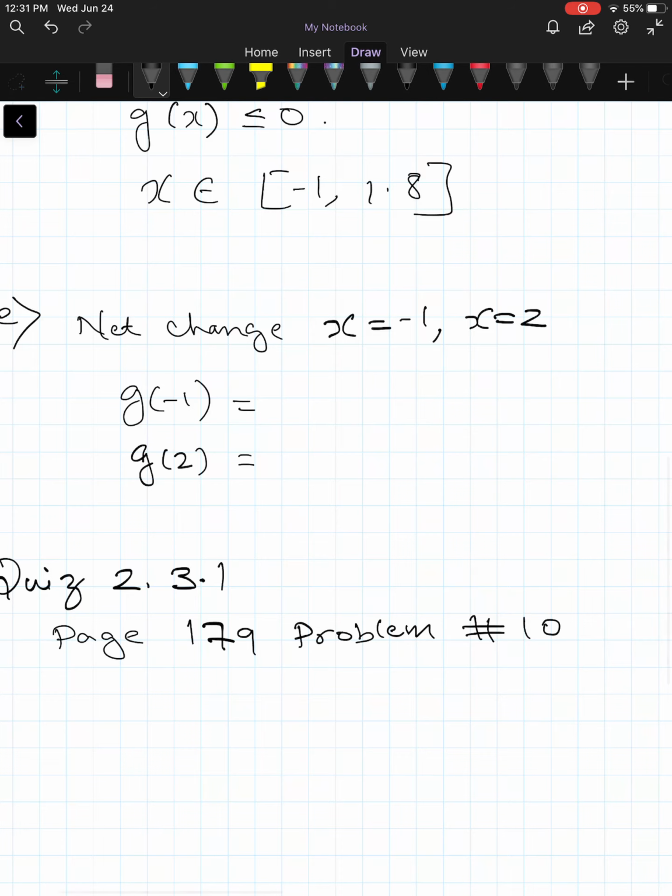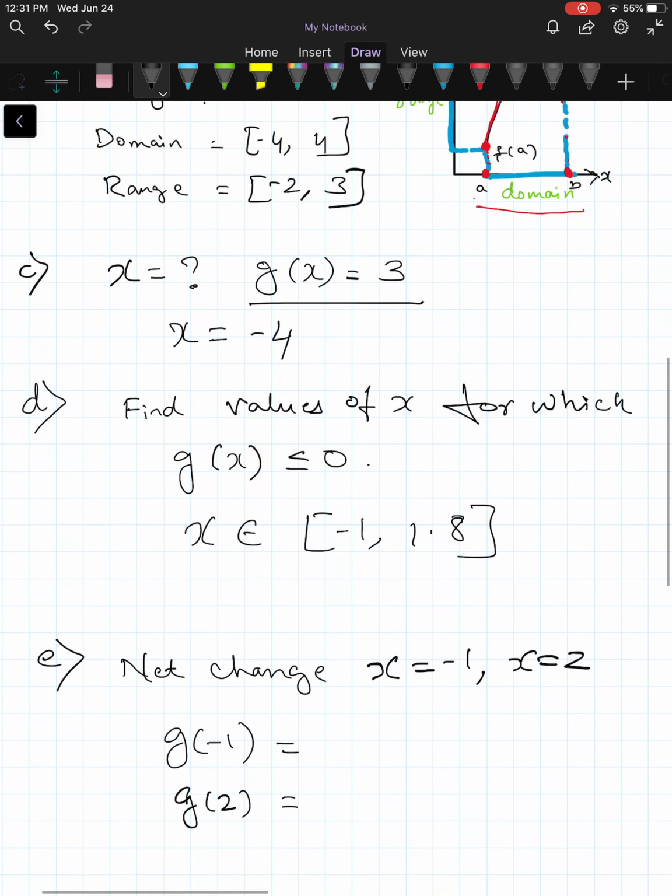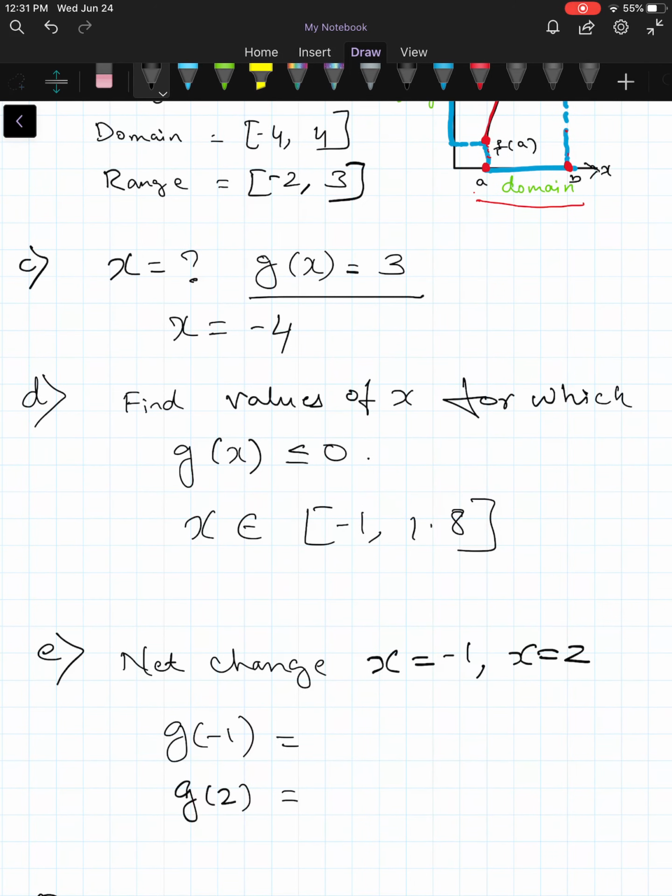Next, coming to the net change. You are asked to find out the net change. By the definition of net change, suppose the given function here is g. It is g of b minus g of a, where a is less than or equal to b. So here b is 2, correct, and a is equal to -1. To find the net change, I should find the functional values at -1 and 2.